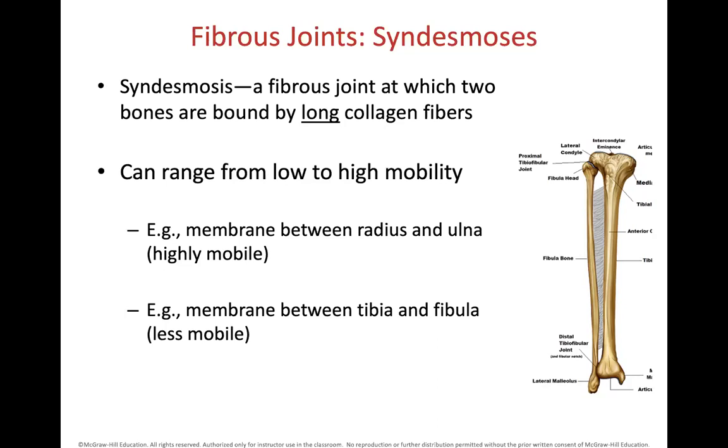Your tibia and your fibula don't do that. They don't cross over each other. So they're a lot less mobile. That's syndesmosis. That wraps up the fibrous joints. So that's our first main category of the joints, the classification.